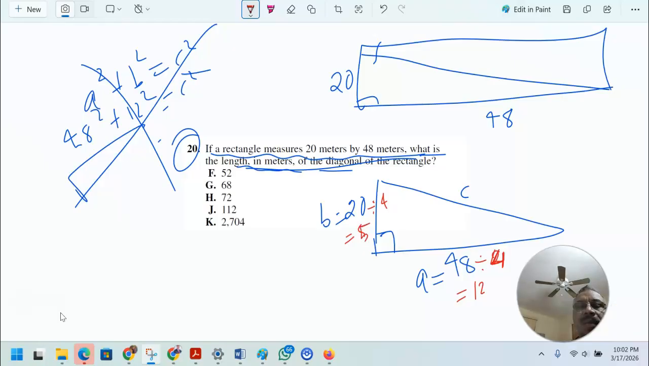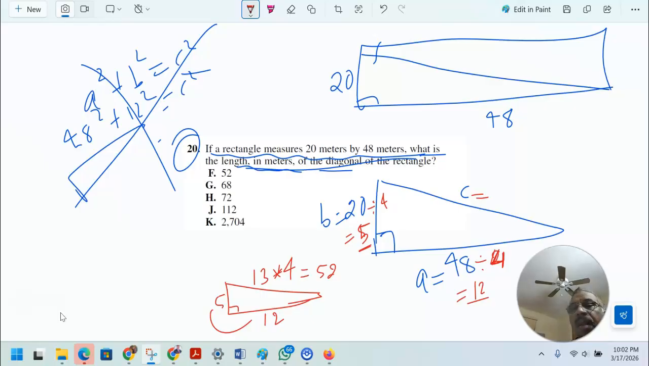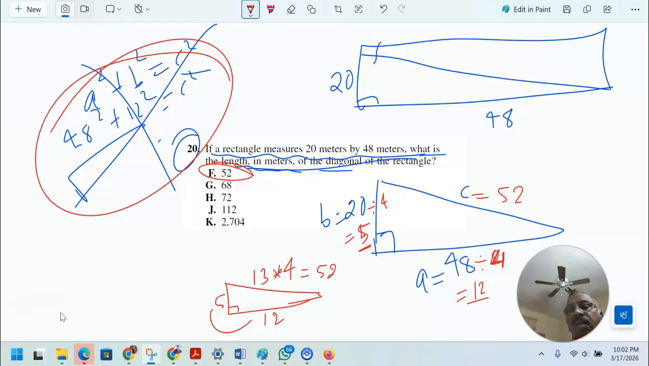But whenever there is a 5 and 12, there's a Pythagorean triplet. If it is 5 and 12, the hypotenuse has to be 13. Now, because you divided by 4 to get these two numbers, I have to multiply this by 4, and that gives you 52. That's why this becomes 52. So it's a simple question. Instead of doing all this, you can just remember the trick, and this can work for other questions also.